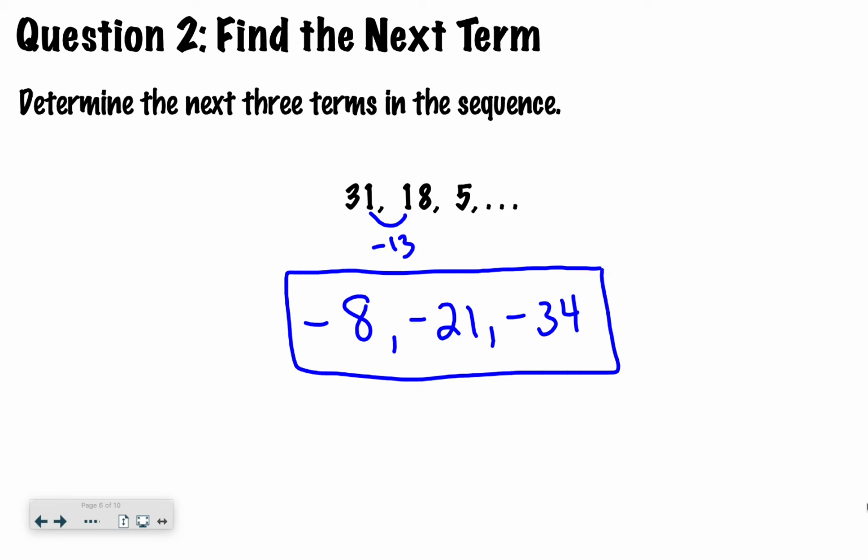Okay, hopefully you figured out that the next 3 terms are negative 8, negative 21, and negative 34, because I found the common difference was subtracting 13, so I just continued subtracting 13. If you have questions about that, please be sure to ask for some help. I'm happy to help you.